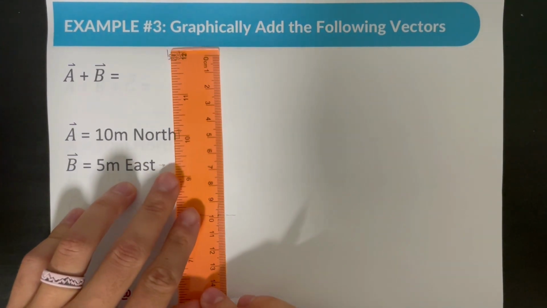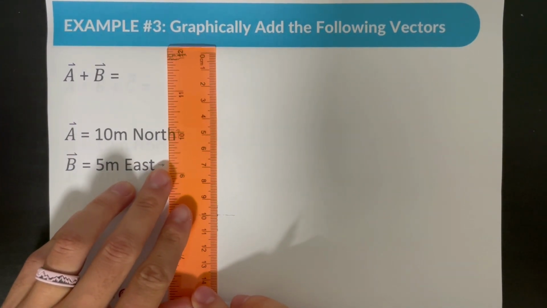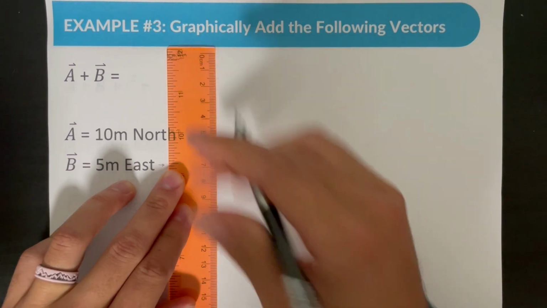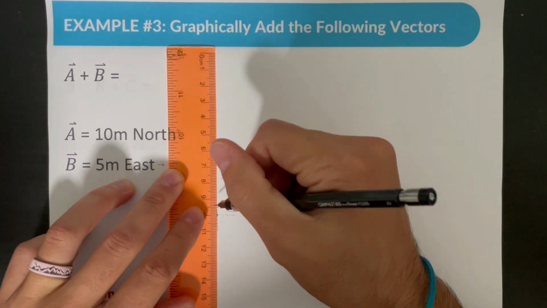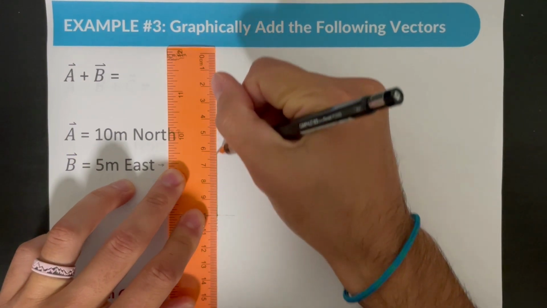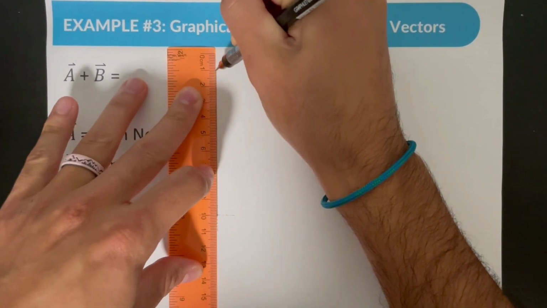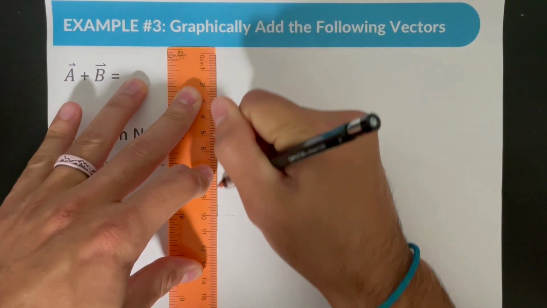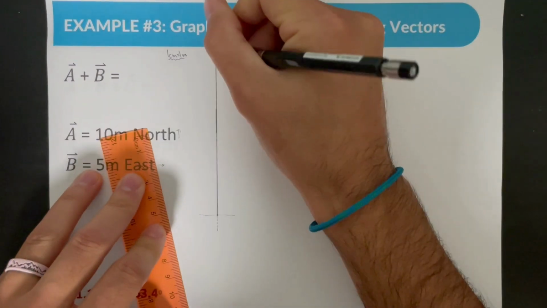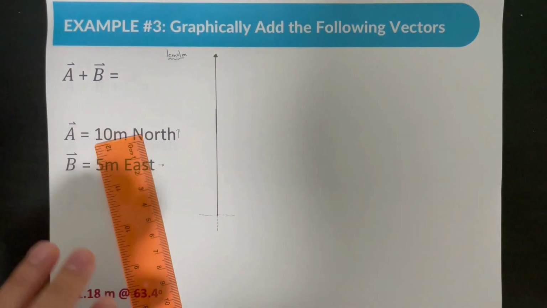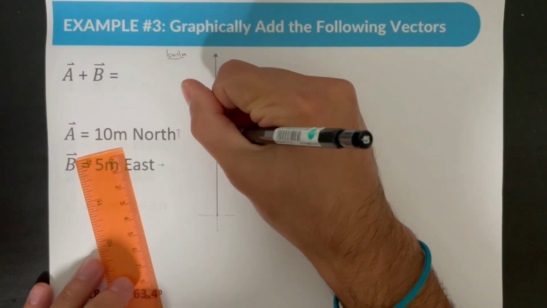So now I'm going 10 centimeters straight up. Ooh, that's pretty high. Maybe I should have started lower. Okay, anyway, here we go. 10 centimeters straight up. There we go. And then at the very tip, I am going to put an arrow. Okay? So this is my vector A.